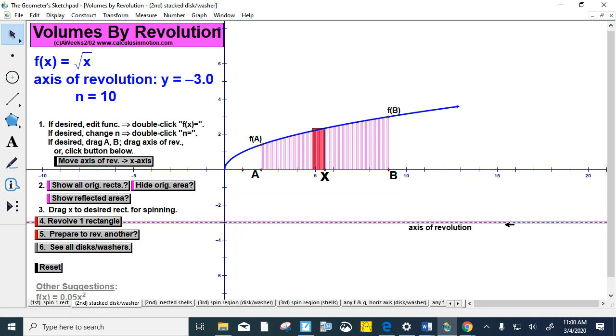But what happens if I reset and change the axis of revolution to where the area is not sitting adjacent to it, as it was a second ago? I've got some space here between the axis of revolution and the area, and let's see what happens when we revolve one rectangle now.